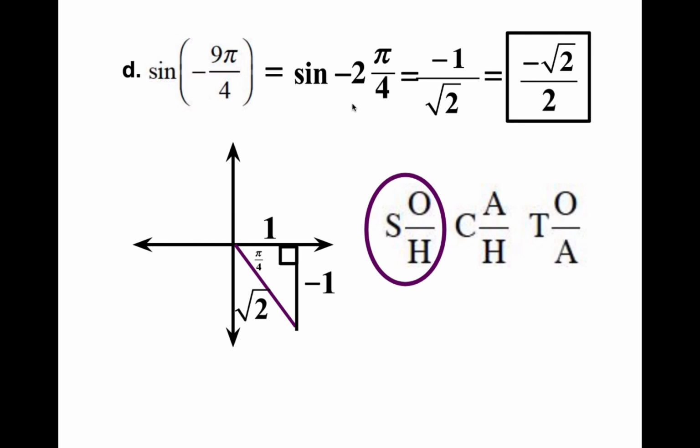So hopefully you got this answer. The sine ratio is O over H. So notice you had to write it as a mixed number. 4 goes into 9 twice with 1 left over. So you have in the negative direction half a pi, 1, 1.5, 2, and then it's another quarter of a pi past 2 pi. And this would be your picture. O over H, negative 1 over root 2, which is negative root 2 over 2.